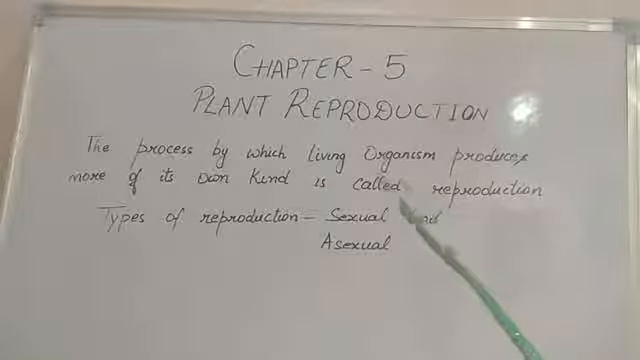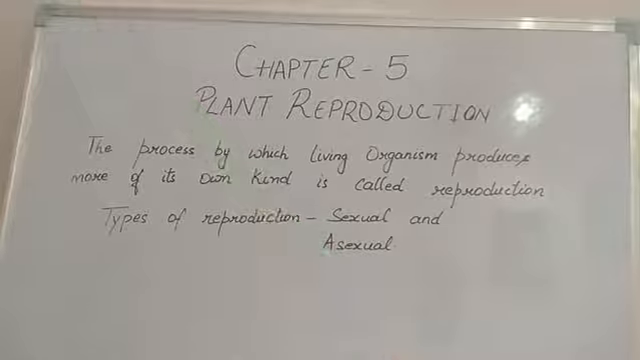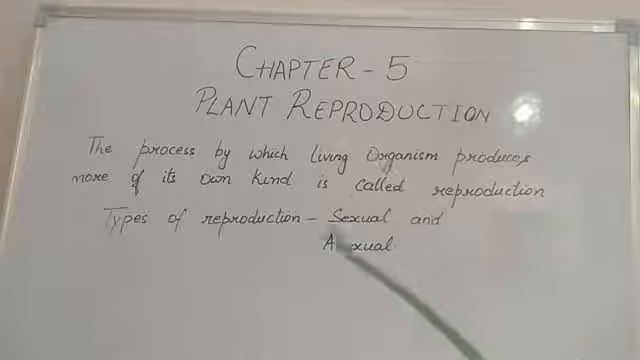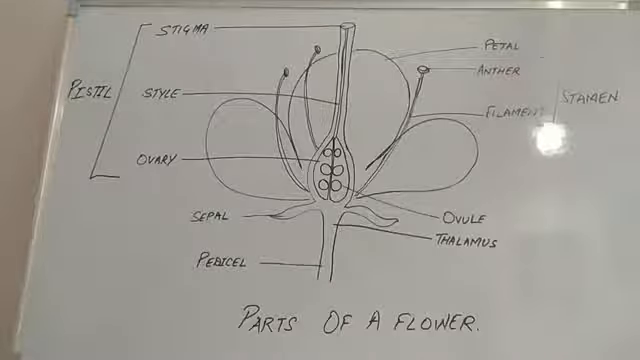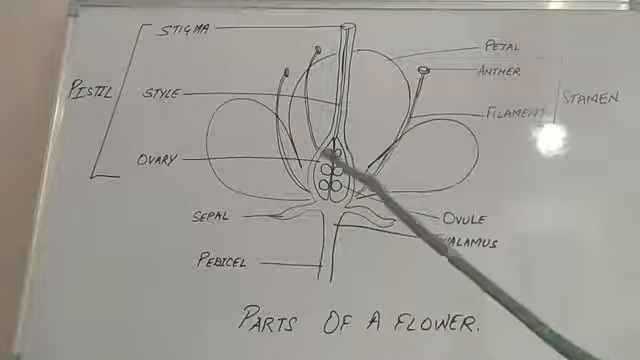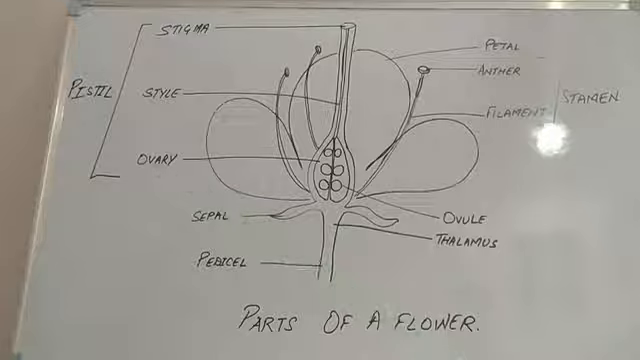In sexual reproduction, parents are involved, meaning both male and female are involved to produce a new individual. When new plants are produced from the seed of a plant, it is called sexual reproduction. In the previous chapter, I explained to you that flowers are the reproductive organ of a flowering plant.